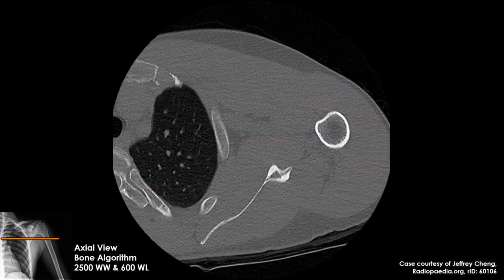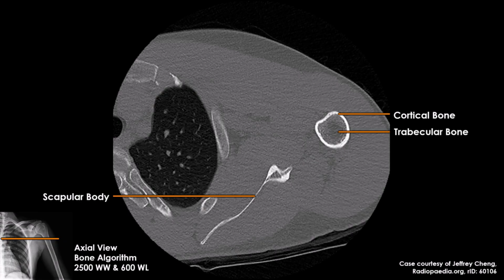We'll look at one more axial image. Take note again of the scapular body lying against the posterior surface of the thoracic wall. This is the part of the scapula that forms that triangle shape. This is a good slice position to point out some features of the shaft of the humerus. The outside of the humerus is formed by ultra-dense cortical bone. The inside of the humerus is formed by this web-like bone called trabecular bone. Most bones have the same kind of structure, but it's very obvious in the humerus and other long bones.